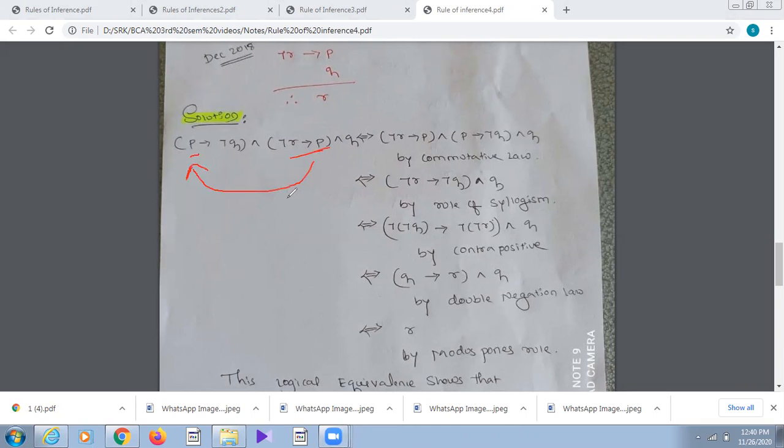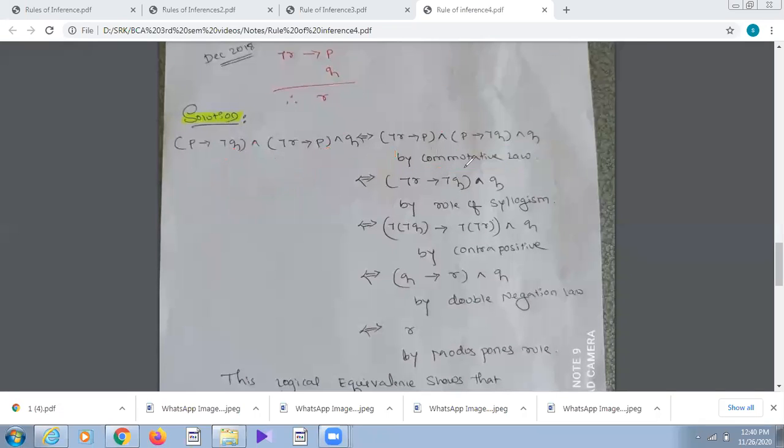Okay, so what is the rule of syllogism? Whenever P conditional Q, Q conditional R, then Q is cancelled and we will get P conditional R. So that is the rule of syllogism. Here we moved this to the first step. So here we have negation R conditional P, and next conjunction as it is, and P conditional negation Q as it is, conjunction Q as it is. By using the commutative law, we only exchange these terms. That's why we use the commutative law.